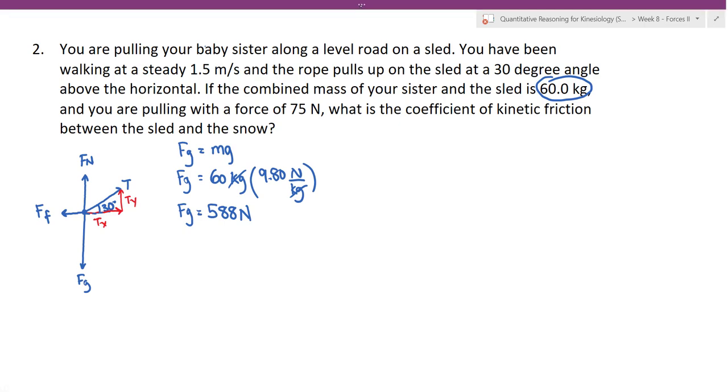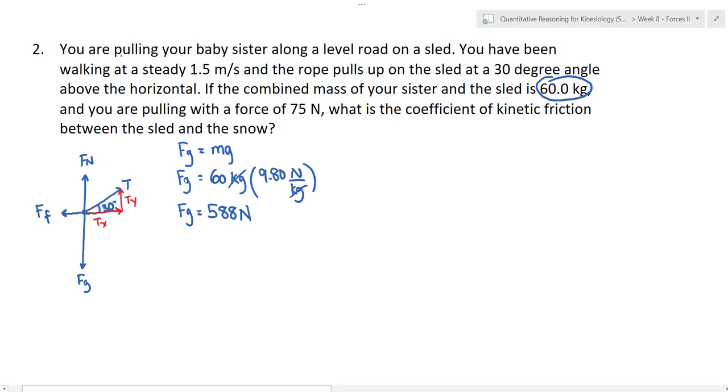Okay, so let's find out what Ty is so that we can use it to find the normal force. Okay, the tension force was given to us in the question. You're pulling with a force of 75 newtons. That's the tension, which is the hypotenuse here. How do I find the Ty? Well, Ty is opposite of 30 degrees, which means I would be using sine. So it would be 75 sine of 30 degrees. Okay, so I'm going to type that into my calculator.